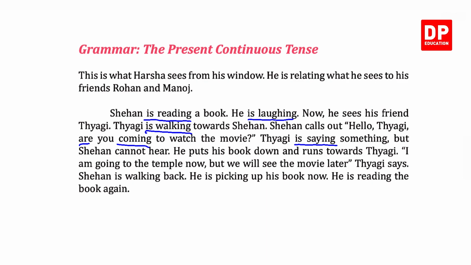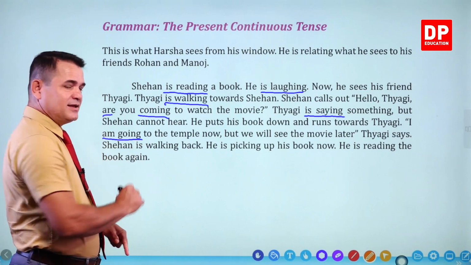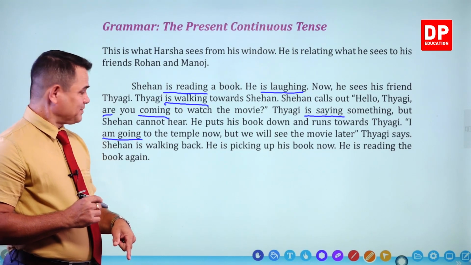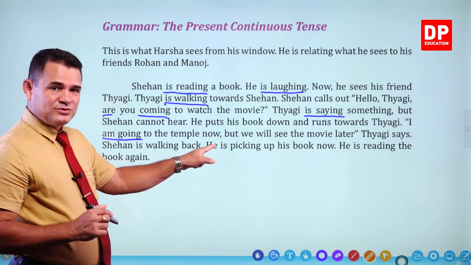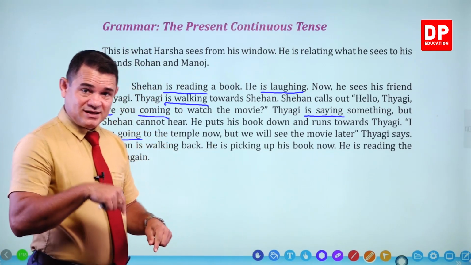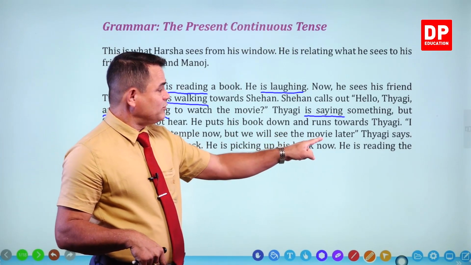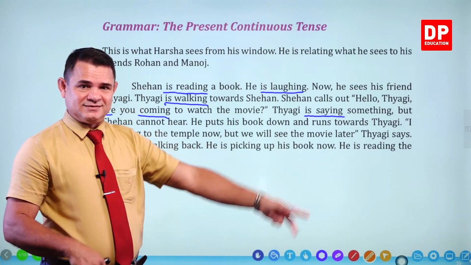Towards. I am going. Again, present continuous. To the temple now. I'm going. Now happening. Right now. But we will see the movie later. We will see, future tense.